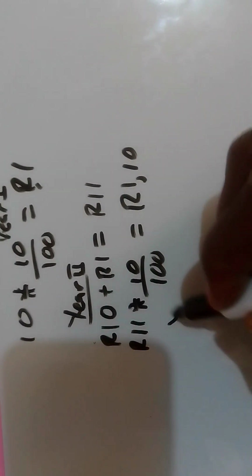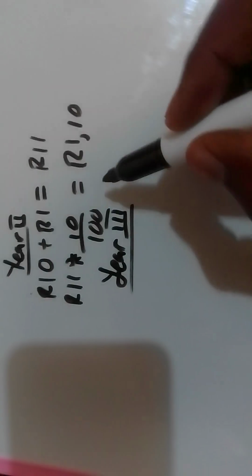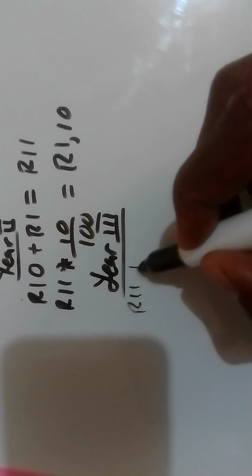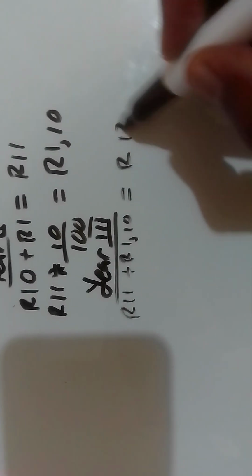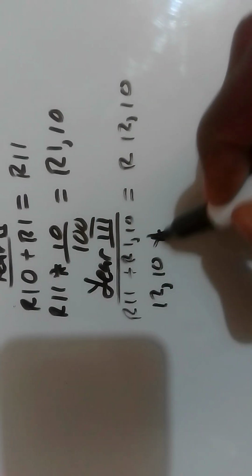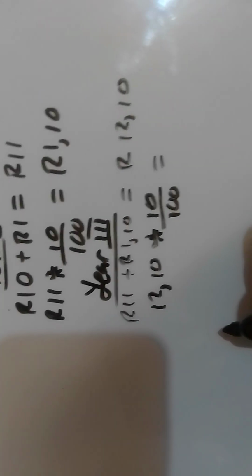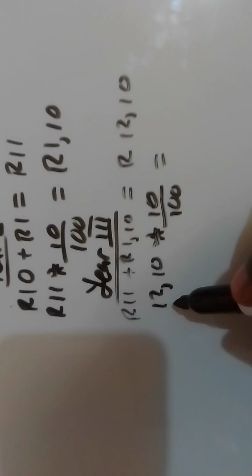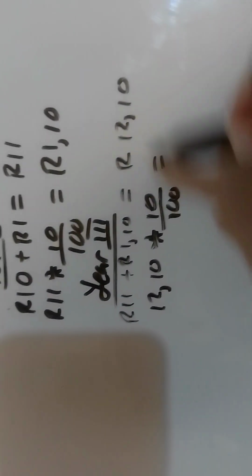1 rand 10 cents. When you go to year number 3, now you say 11 rands plus 1 rand 10 cents, which will give you 12 rand 10 cents. Now you calculate 10% on this 12 rand 10 cents, right? What is 10% of that? Oh, wait a minute, not 12 rand 10 cents. I made a mistake here. Oh no, I didn't make a mistake.